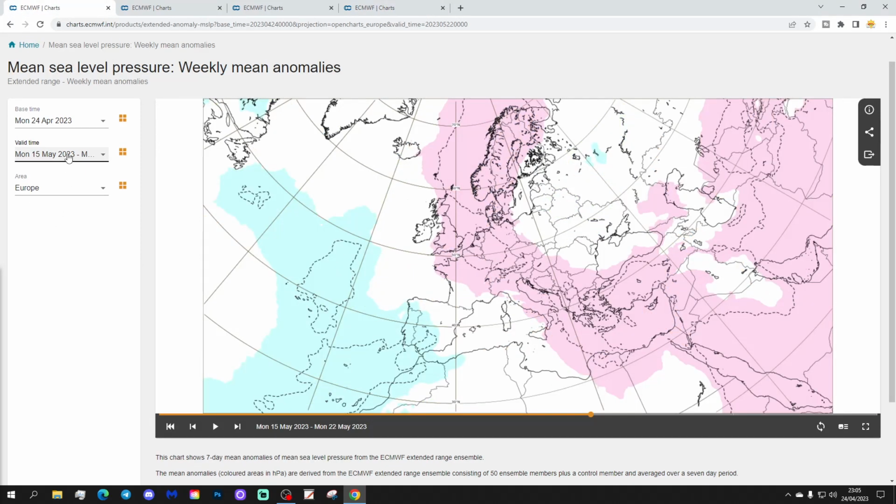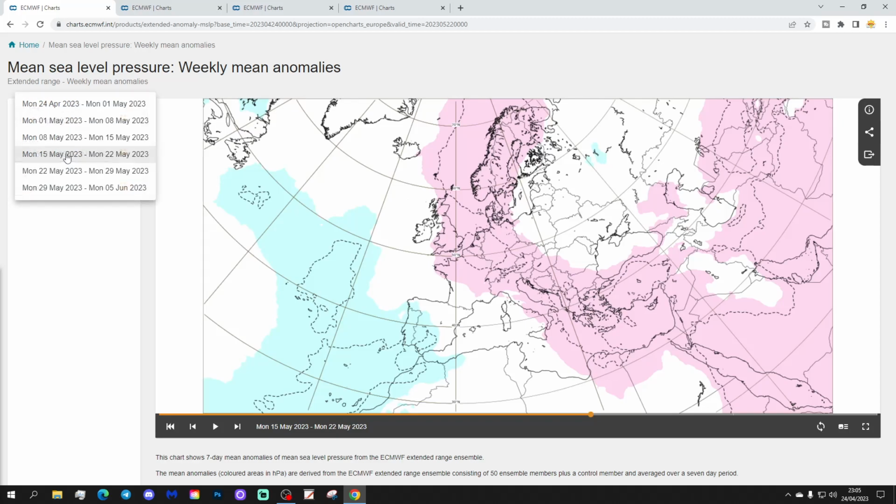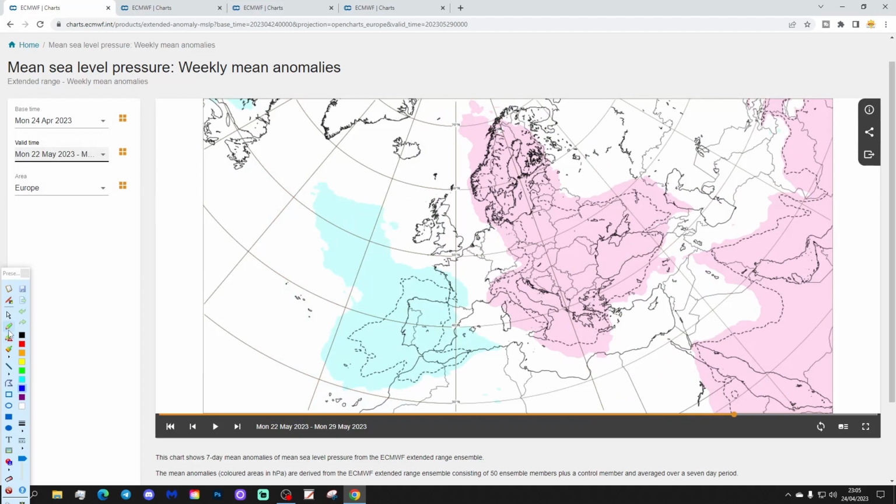Okay, that's your 30-day look ahead done, but let's look at weeks 5 and 6 data before we go, because, well, why not? The charts are there, might as well have a look at them, mightn't we? Week 5 will be the 22nd to 29th of May. Now this time we see the high pressure drifting back towards Eastern Europe.